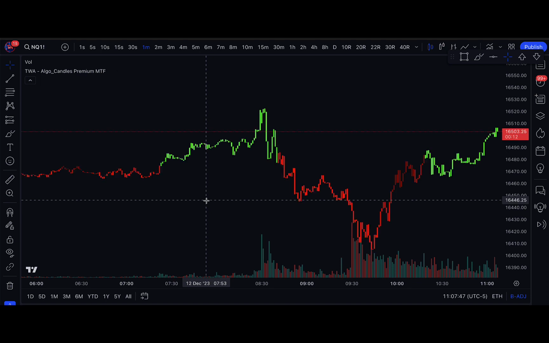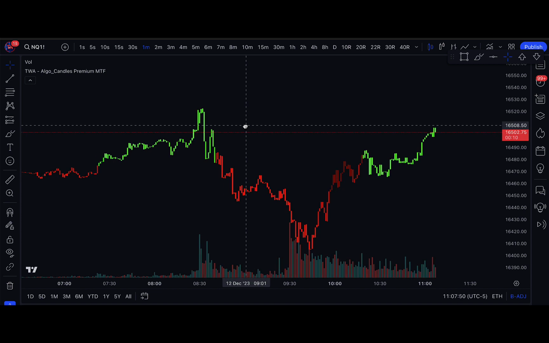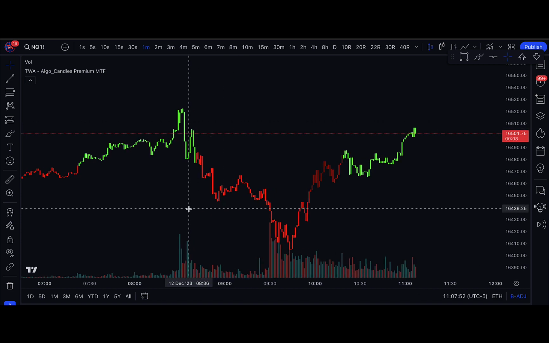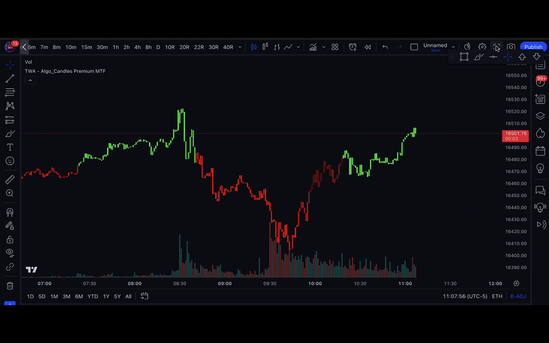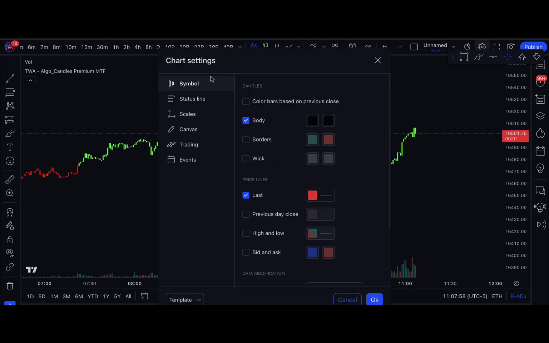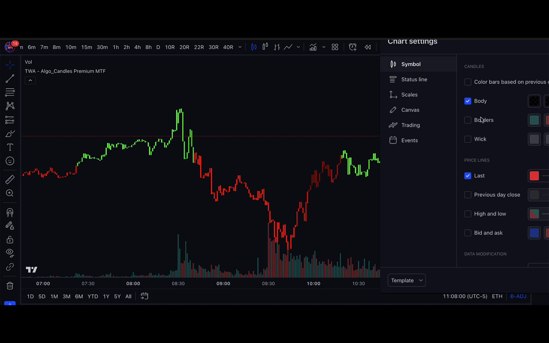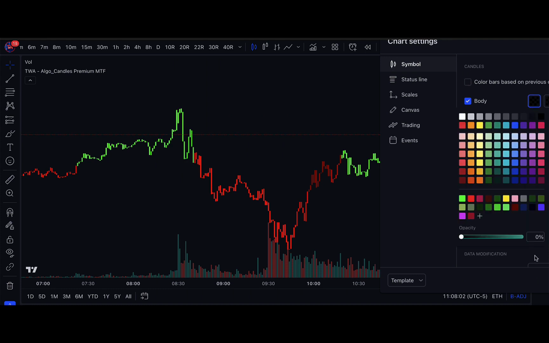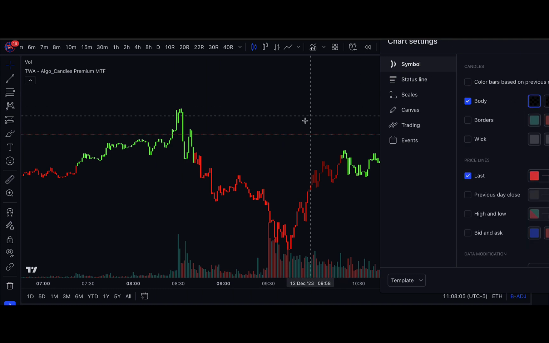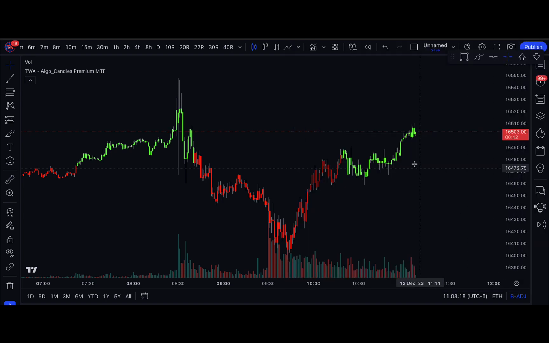There we go. So now we have our new coloring. We want to make sure that we come up here to symbol, and we turned off borders and wicks, and we just made the body opacity at 0. For the wicks, you can use the TWA Algo premium add-on, right? And that can provide you wicks. Or if you just want chart wicks, you can just turn on the wicks here. And there is your candle coloring.